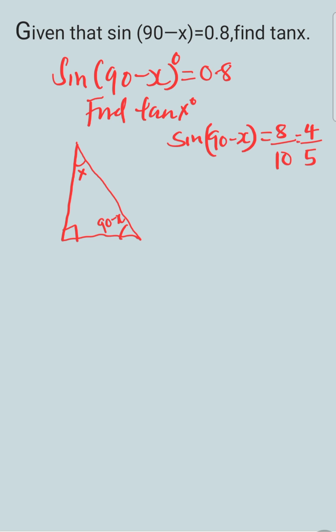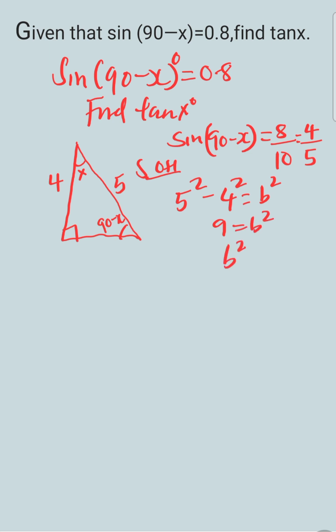Sine equals opposite over hypotenuse. So sine (90 minus x) equals opposite, which is 4, over hypotenuse, which is 5. We need to find the base. So we can say 5 squared minus 4 squared equals b squared. 25 minus 16 is 9, so b squared is 9, and finally b is 3. So our base is 3. Let's look at the question. We're told to find tan x.